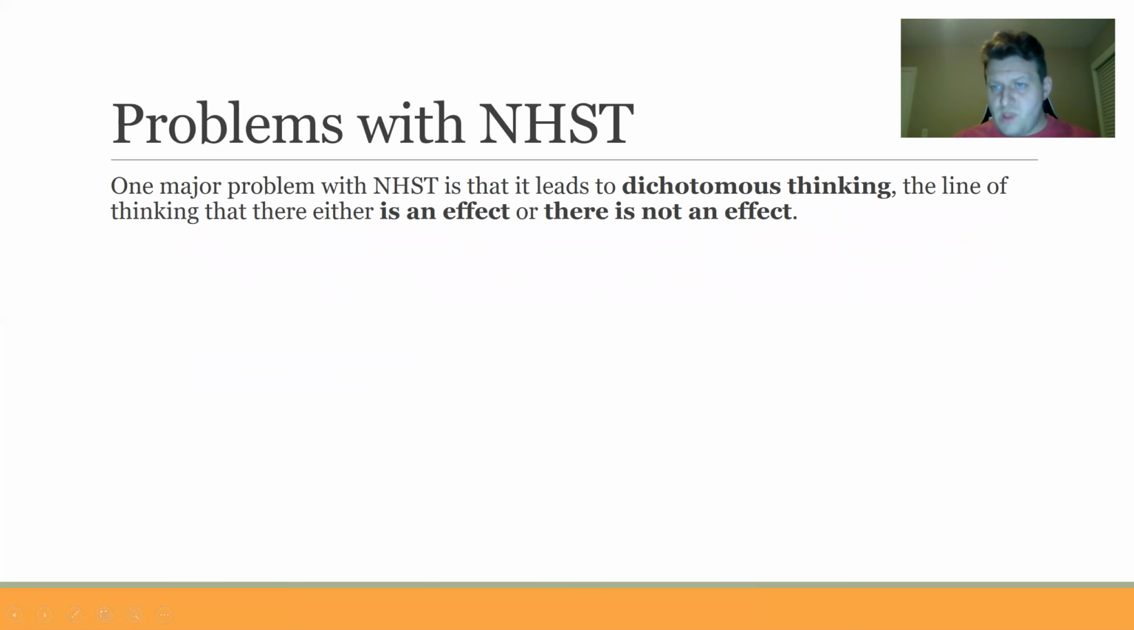Okay, so those are misconceptions of null hypothesis significance testing. One problem with null hypothesis significance testing is that it leads researchers, it leads statisticians to dichotomous thinking. Dichotomous thinking is you either think that there is an effect or there isn't an effect. There's no in between. All right. Other examples of dichotomous thinking is this person is completely moral, completely good, or completely evil. People are not in the middle.